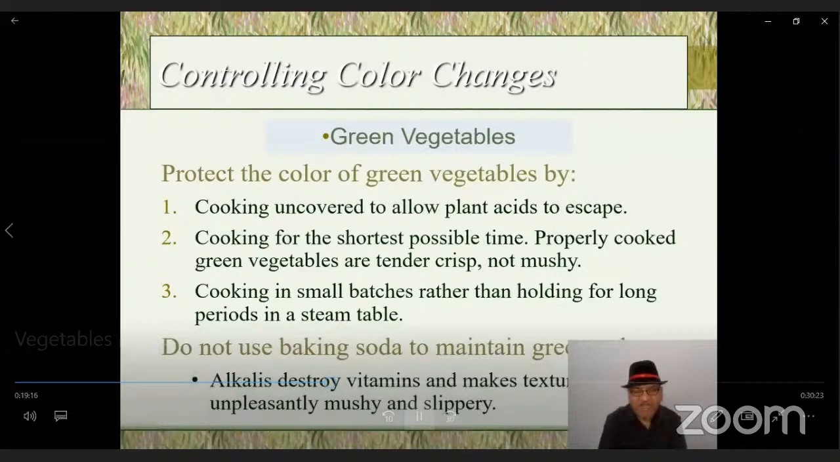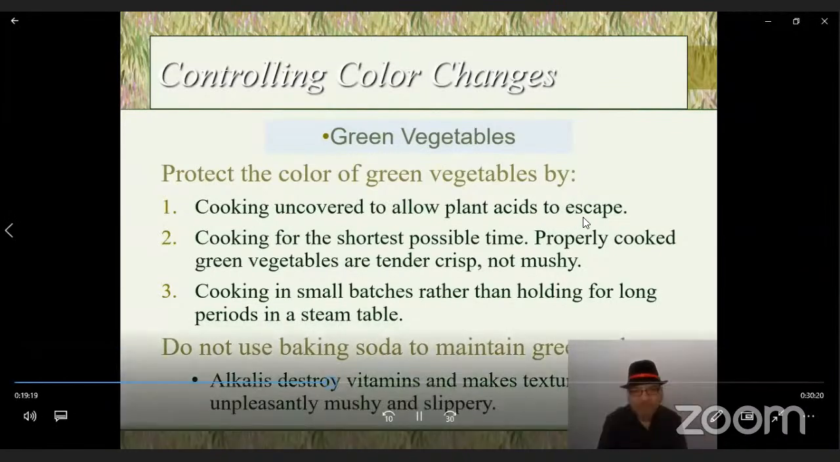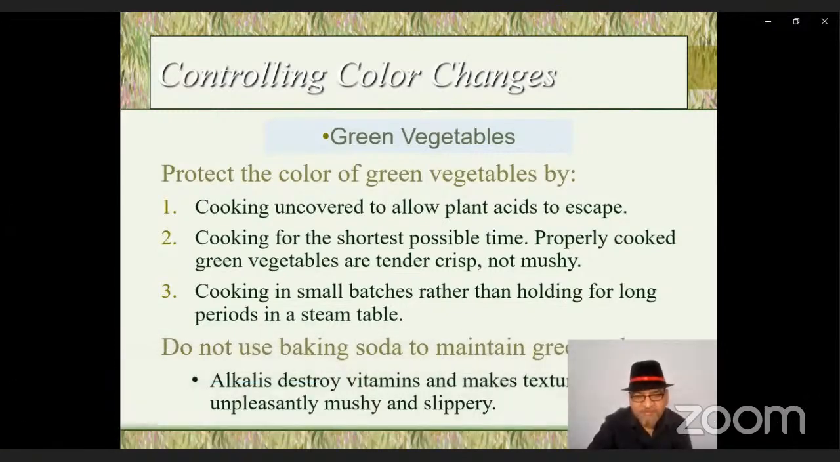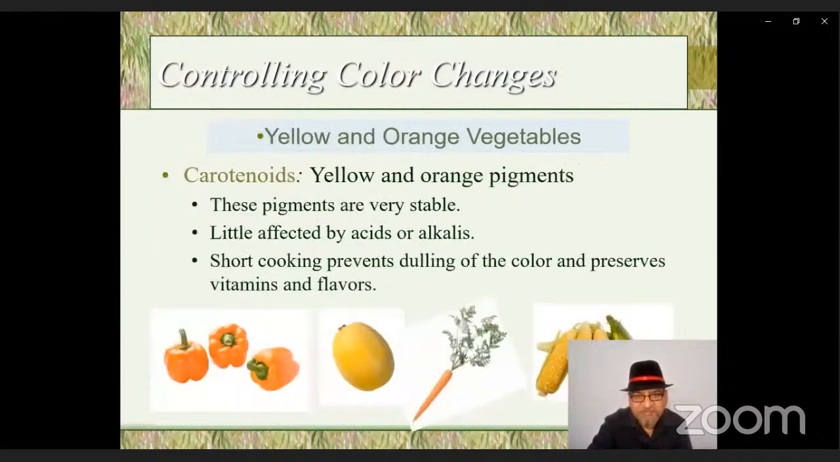Also, baking soda reduces the shelf life of the green vegetables, so it should never be used. Controlling color changes of yellow and orange vegetables. Yellow and orange vegetables have carotenoids, which are the yellow and orange pigments. These pigments are very stable. They are little affected by acids or alkalis. Short cooking prevents dulling of the color and preserves vitamins and flavors.